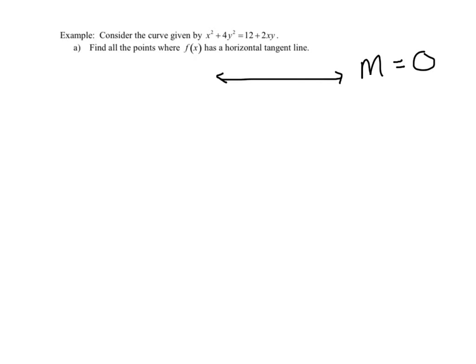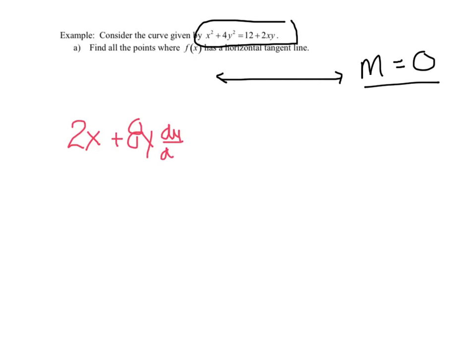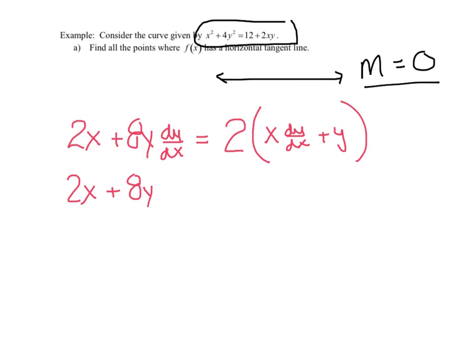So that's my game plan. I'm going to find the slope of this curve, and I'm going to set it equal to 0. Obviously we have a little implicit differentiation here. So I'm going to get 2x plus 8y dy/dx equals 0 plus, I'm going to pull out my 2 and just do my product rule on the x times y: first times the derivative of the second plus second times the derivative of the first. And I'm just going to work on cleaning this puppy up. So that gets me 2x dy/dx plus 2y.